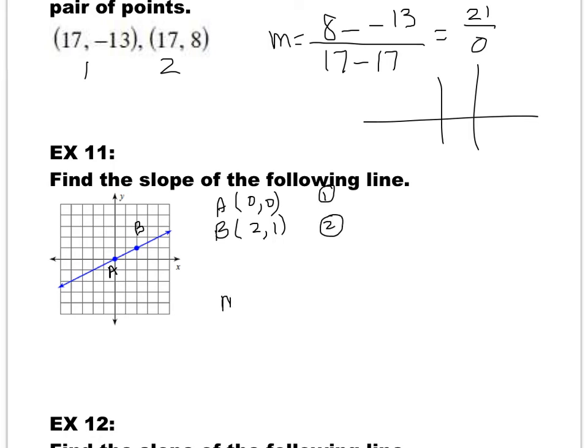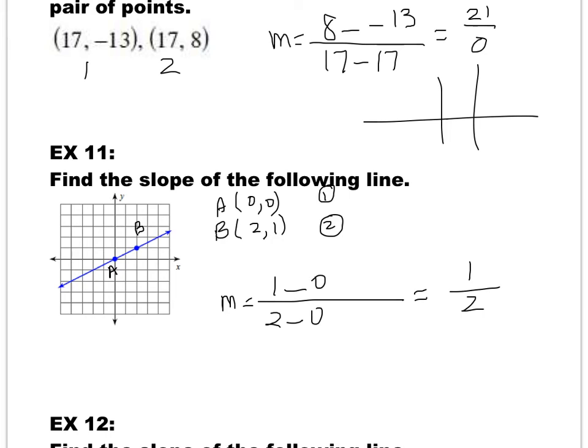So I say m is equal to y2 minus y1. This means that the y coordinate of point 2, which is 1, minus y1, which is 0, divided by x2, the x coordinate of point 2, which is 2, minus x1, which is 0. Now, 1 minus 0 is 1, 2 minus 0 is 2, so the slope here is 1 over 2.